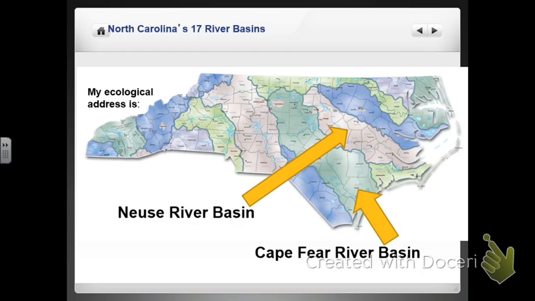The Neuse flows from right above Falls Lake. The Eno and the Flat River join together to make the Neuse right above Falls Lake, and it flows down to the mouth down near New Bern, where the Neuse mixes with the Pamlico Sound, dumps into the Pamlico Sound, and then the Pamlico Sound mixes with the ocean water at the inlets between the islands. North Carolina has 17 river basins.